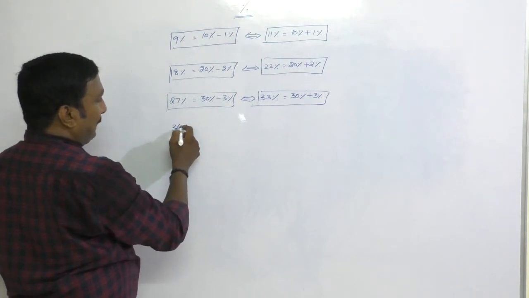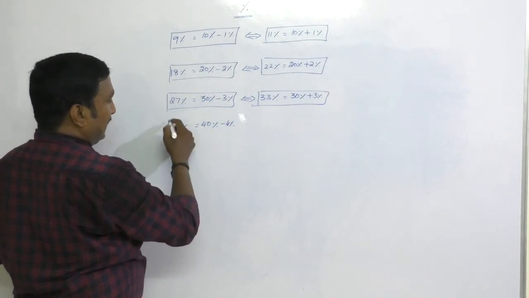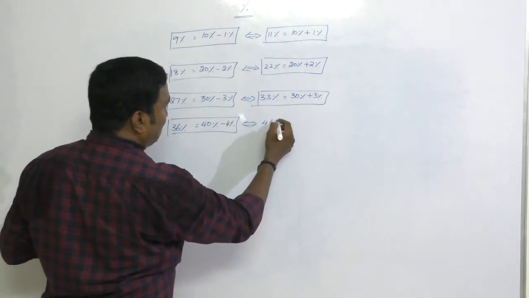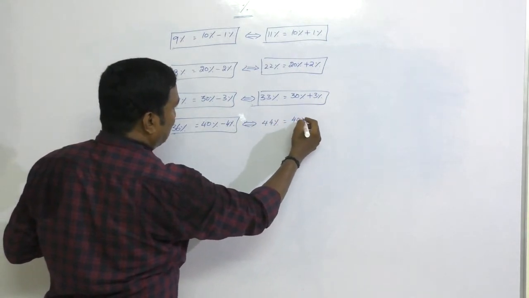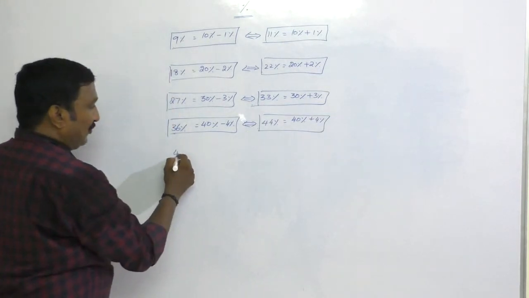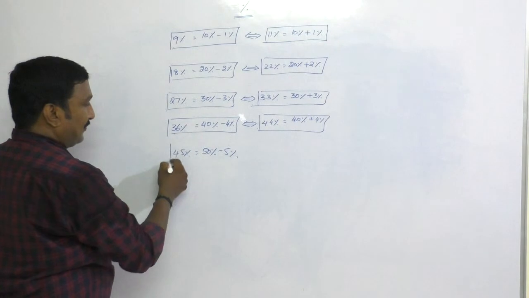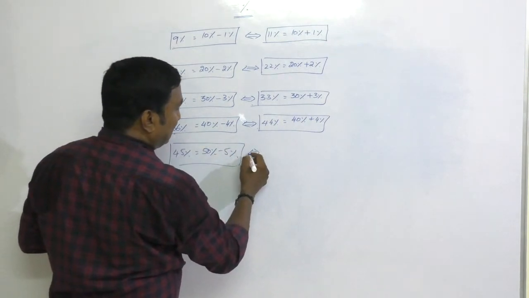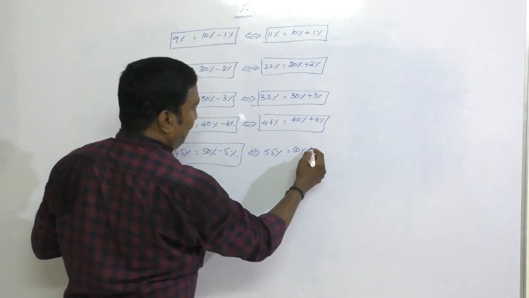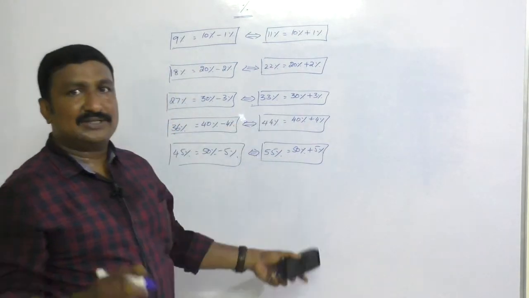36% is nothing but 40% minus 4%. Similarly, 44% is nothing but 40% plus 4%. Similarly, 45% is nothing but 50% minus 5%. Okay, similarly 55% is nothing but 50% plus 5%. That means no need to calculate the respective last digit values, just eliminate one place.